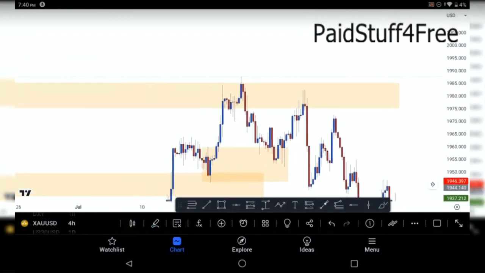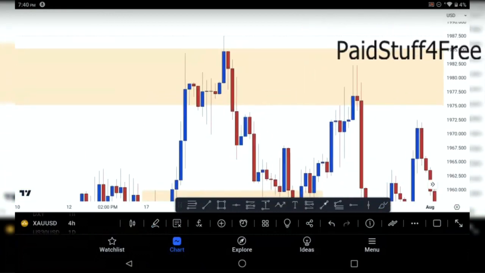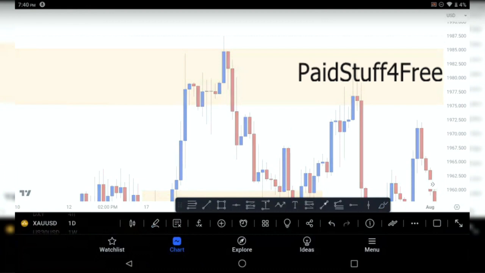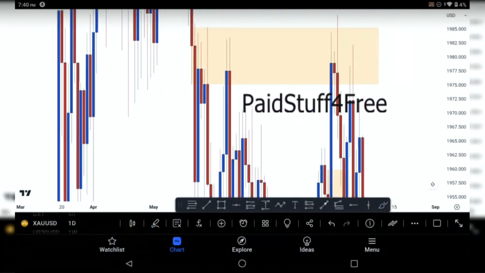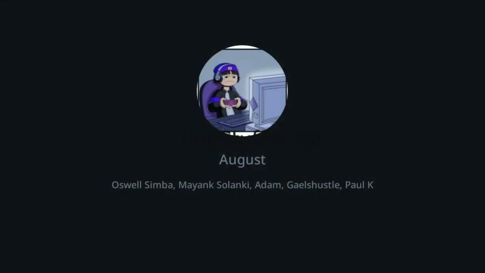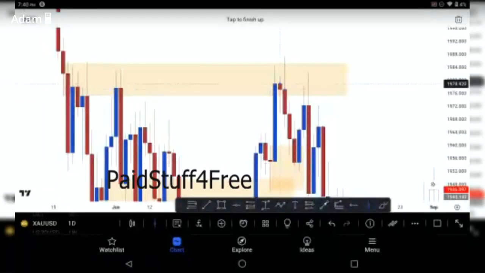Now this is the first time price reacted to that zone. Let me go back to daily. And I'm sure you guys have already seen that change of storyline. Now this is the first time price closed inside this zone.